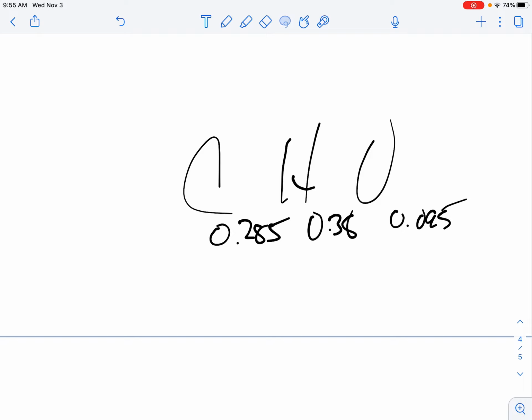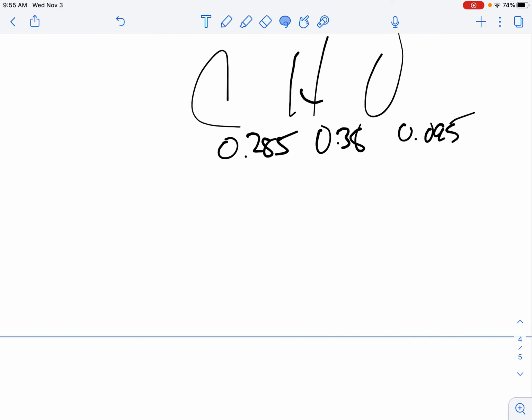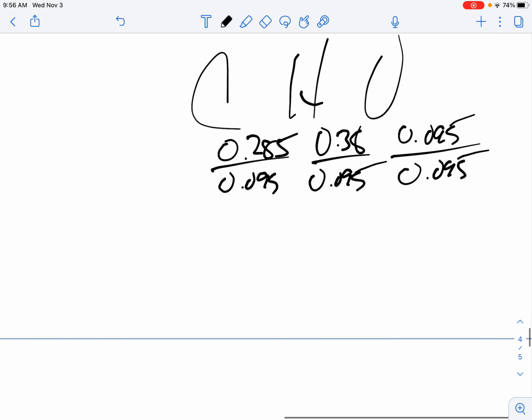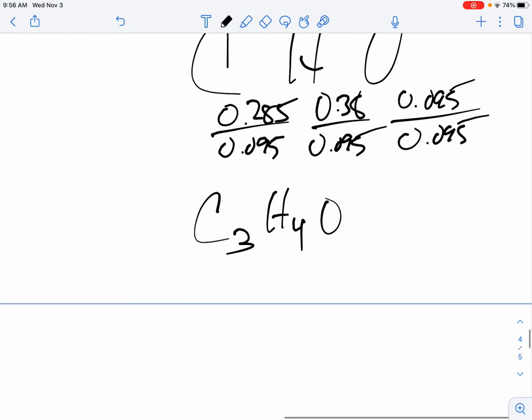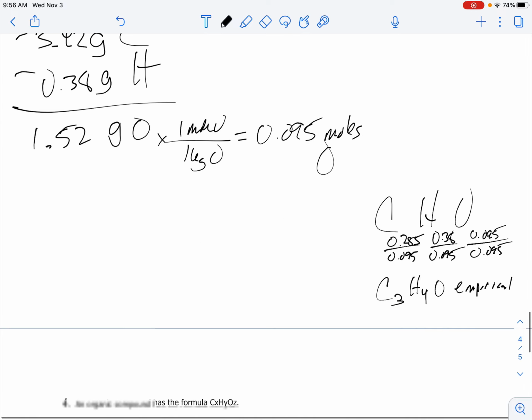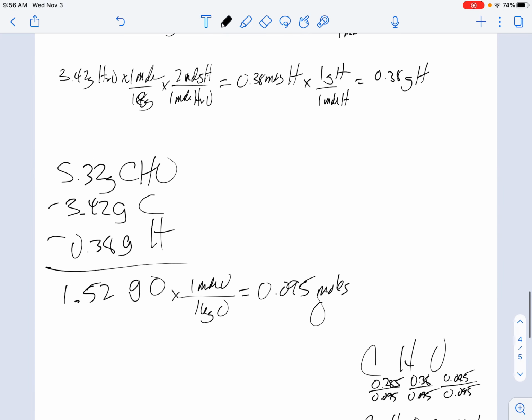Now what I want to do is divide these by the smallest of the 3 numbers, which is 0.095. So 0.285 divided by 0.095 gets me 3, so that's carbon 3. 0.38 divided by 0.095 is 4, so that's H4. And then O, 1, but you don't have to put the 1 there. And remember, that is the empirical formula. So my empirical formula is 3, 4, and 1.